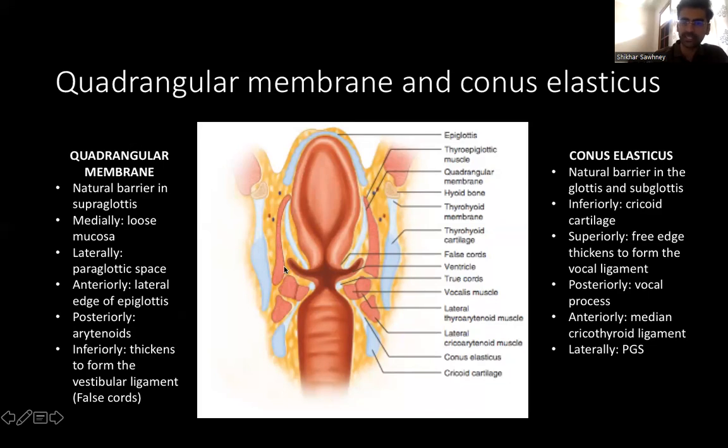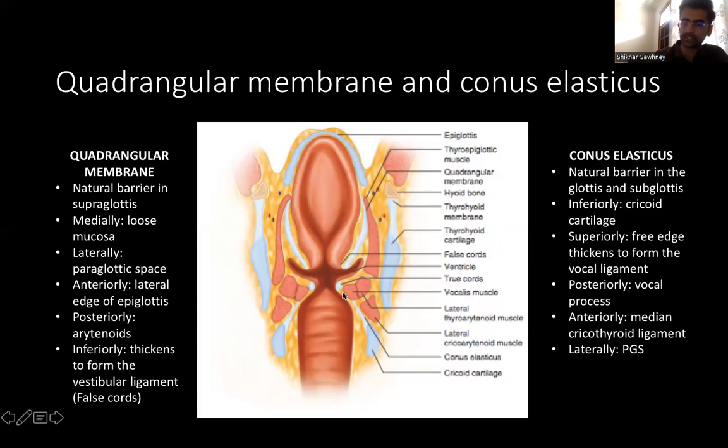Looking at this coronal section of the larynx, this blue structure here is the quadrangular membrane. As we can see, it is medially related to the loose mucosa of the supraglottis. Laterally, it is related to the paraglottic space. Anteriorly, it extends from the lateral edge of the epiglottis, and posteriorly, it goes on till the arytenoids. The inferior part of this quadrangular membrane thickens and forms what is known as the vestibular ligament, and forms the false vocal cords.